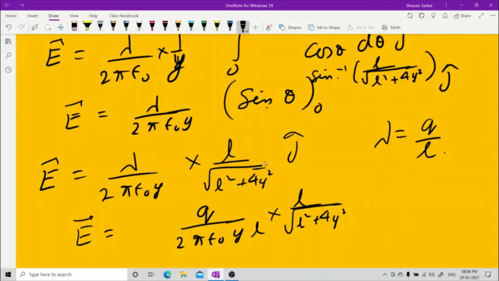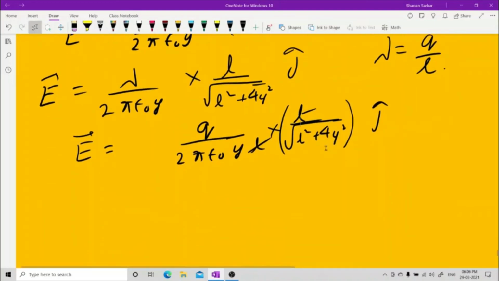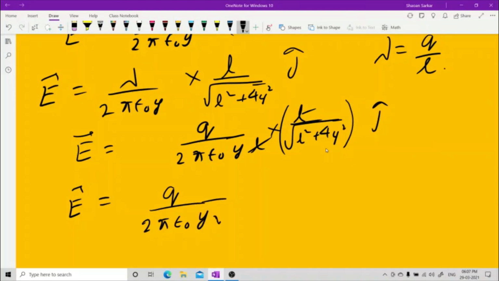Now if this is the thing, this is j cap, you can cancel this L. What are you left with? E is equal to Q upon 2 pi epsilon naught y into under root of L square plus 4y square, j cap.